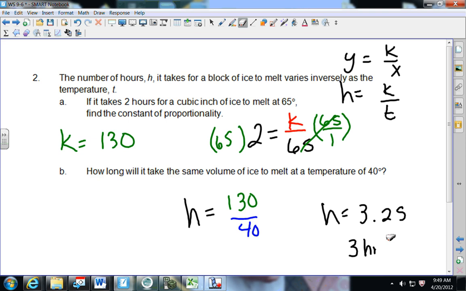Well, I'd say it like this. It's 3 hours. Yeah, I'll do it like that. 3 hours and 15 minutes for that to melt at 40 degrees. Well, you might think that's a long time, but think about it. 40 degrees. Well, I guess that's not too bad. I was thinking it was a lot colder, but it's still cold.